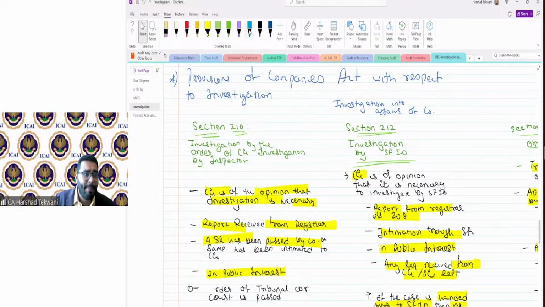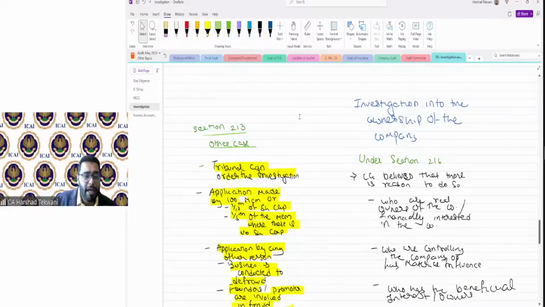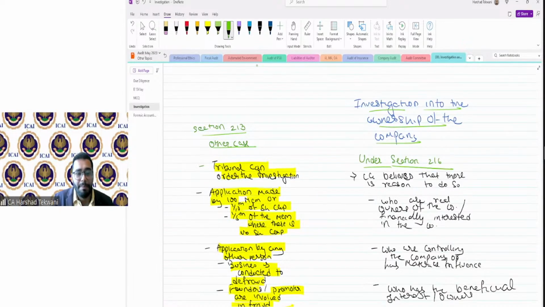Now, there is another type of investigation, the investigation into the ownership of the company, to identify who is the real owner of the company. In that case, when it comes to investigation into the ownership of the company, Section 216 of the Companies Act comes into play.